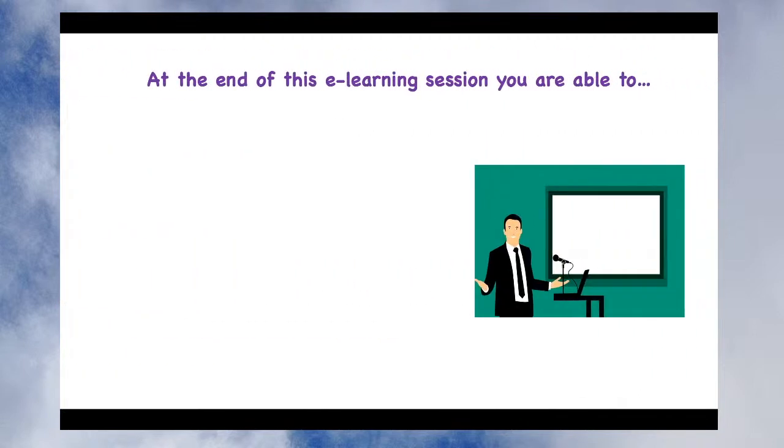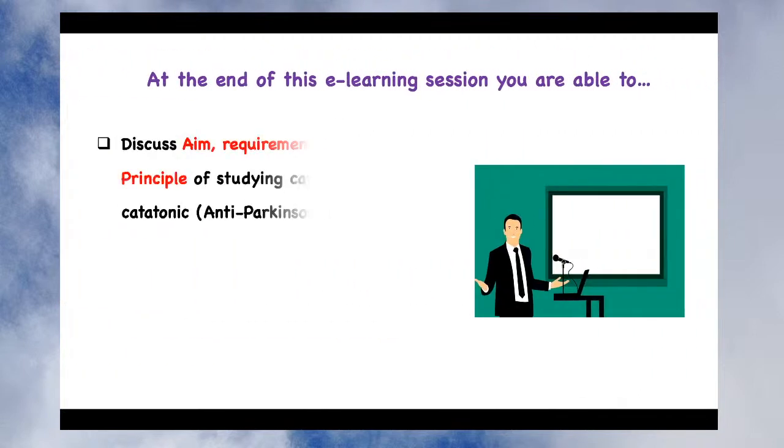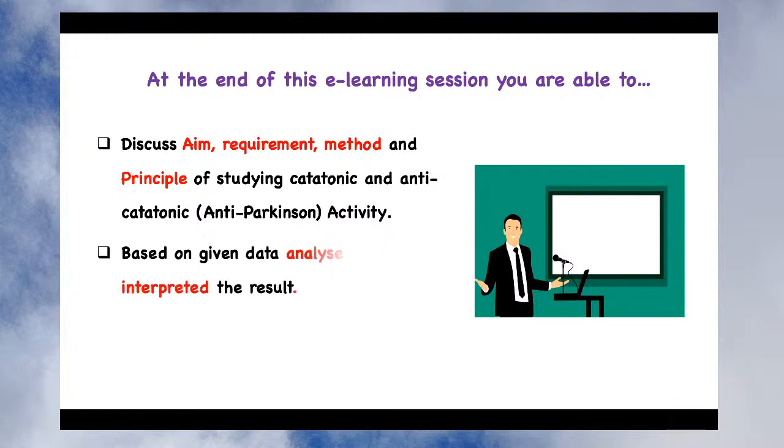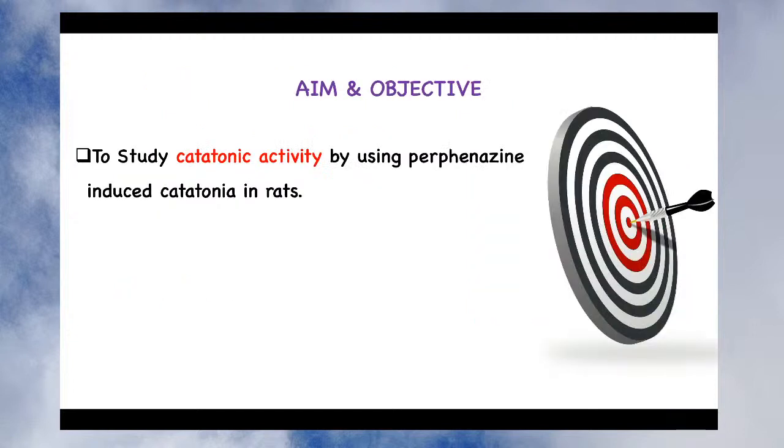At the end of this e-learning session, you will be able to discuss the aim, requirement, method, and principle of studying cataleptic and anti-cataleptic activity, and based on given data, analyze and interpret the result of the bioassay. Let's see the aim and objective of this bioassay. So this assay has two aims and objectives.